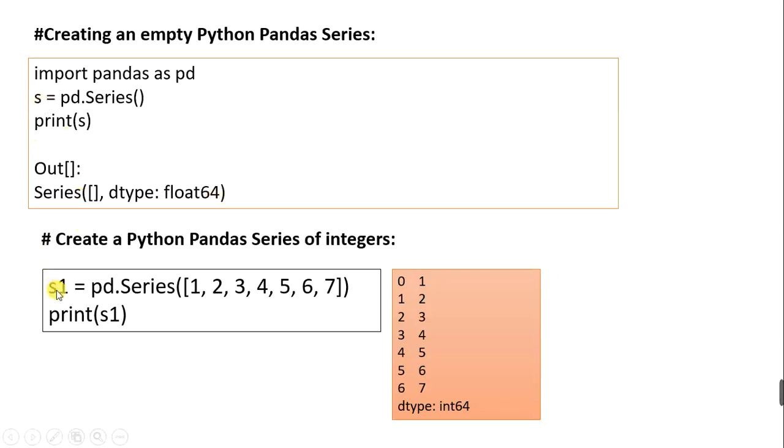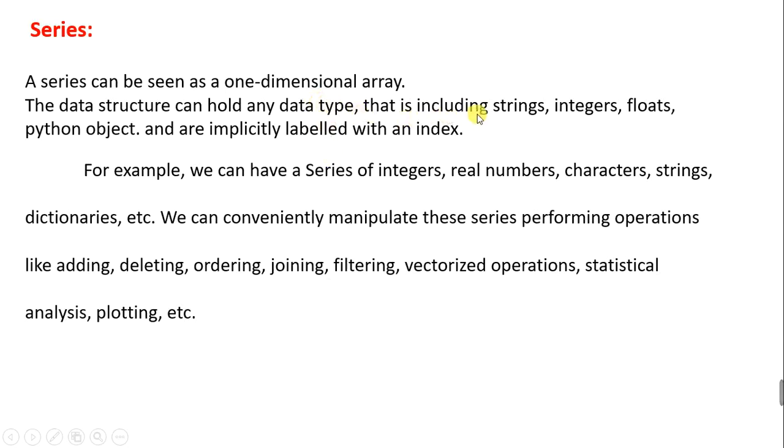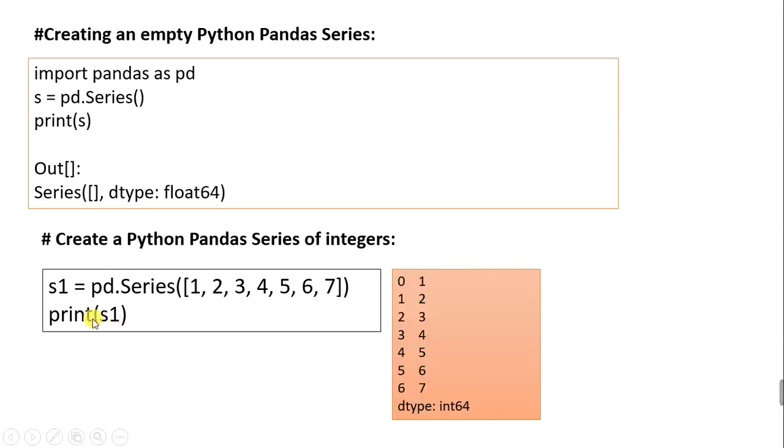This statement will be replaced with this s1 or s, whatever name you want to have, is equal to pd.Series. Then in the parenthesis we will use the square bracket to write down the series elements, that is 1 2 3 4 5 6 7 and so on. So this is what we are doing. We are creating a series of integers, right? So when we print this s1, the list will be generated like this. We have taken 7 elements, 1 2 3 4 5 6 7.